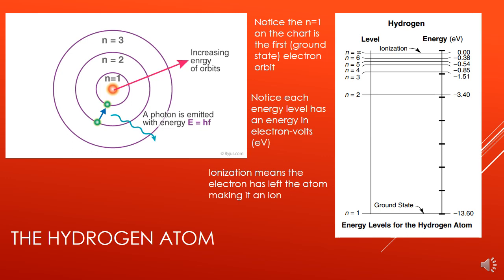The picture on the left has this green electron. It's falling from the N2 to the N1, and then it's giving off that squiggly cyan colored arrow. It's giving off a photon, and E equals hf is the energy we would use if we wanted to find the frequency. So I wrote, notice the N equals 1 on the chart is the first ground state electron orbit. Notice each energy level has an energy in electron volts. And ionization means the electron has left the atom, making that atom an ion.